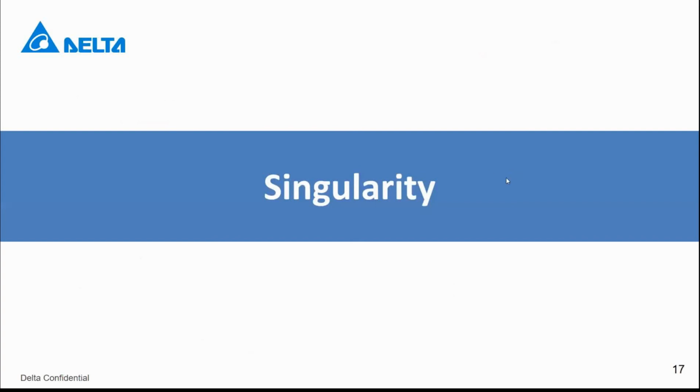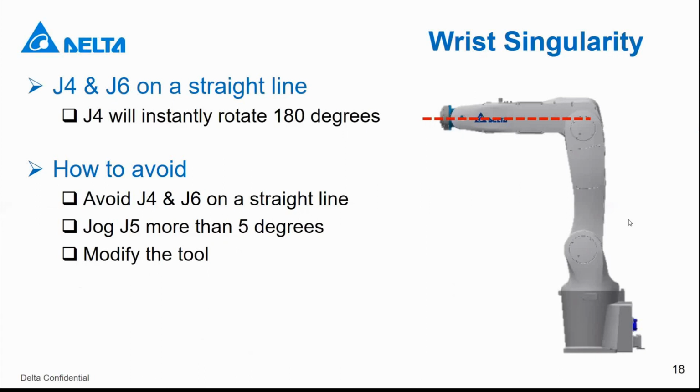So the last part of today is singularity. There are some points that it's better not to let the robot pass by, because it's not good for the motor and mechanical parts. For this part, we use a VA as an example.